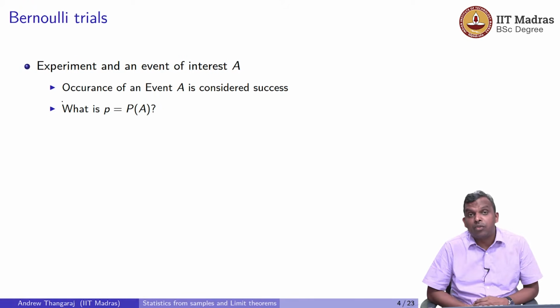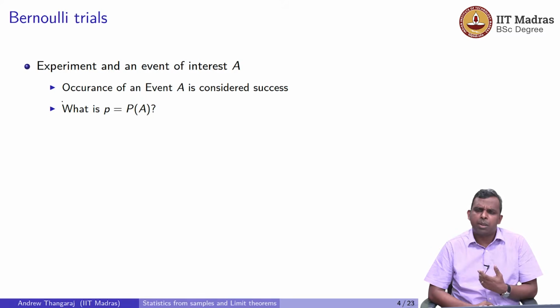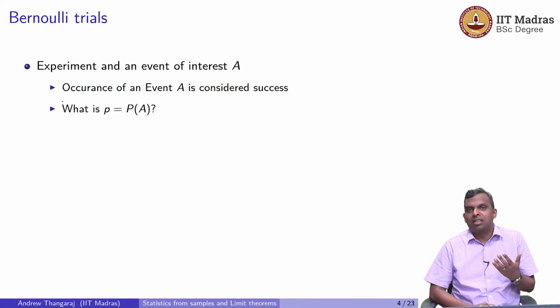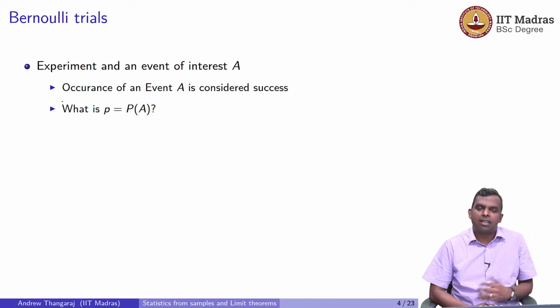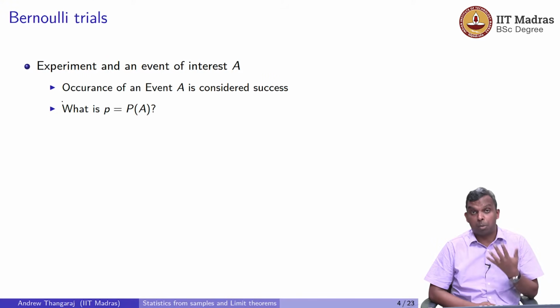In Bernoulli trials, we have an experiment and there is an event of interest. In that experiment, there's only one event we are interested in. We are not interested in other events. We want to know if that event happened or not, right? So we think of the occurrence of the event A as a success, and if it did not occur, it's a failure, right? And one of the pieces of information or statistics that we want from such an observation or trial is the probability of the event.